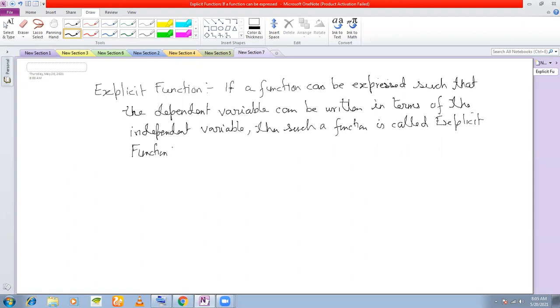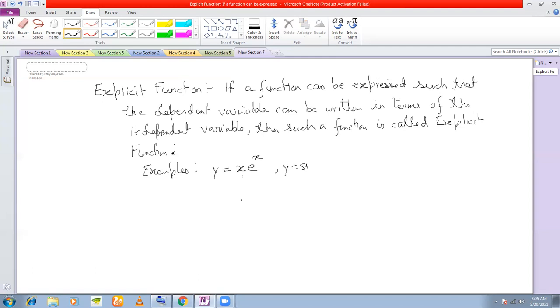Example. Let us say y is equal to x e to the power of x. Whatever value of x you take, you will get the value of y. You take the value of x as 1, you get the value of y as e. You take the value of x as 1.5, you get another value. Clearly y has been expressed in terms of x. You know that y is equal to so and so x. Such a function is called an explicit function.